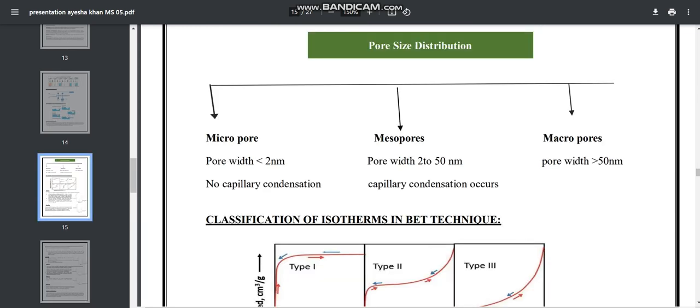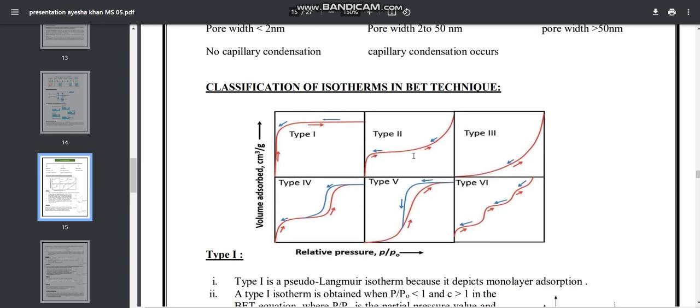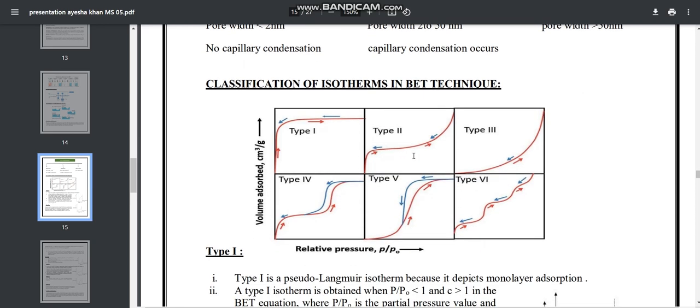Basically, there are three types of pores. Micropores have a width less than 2 nanometers. Mesopores have a width between 2 and 50 nanometers. Macropores have a width greater than 50 nanometers. Next, we have the classification of isotherms in the BET technique. There are basically six types of isotherms obtained.